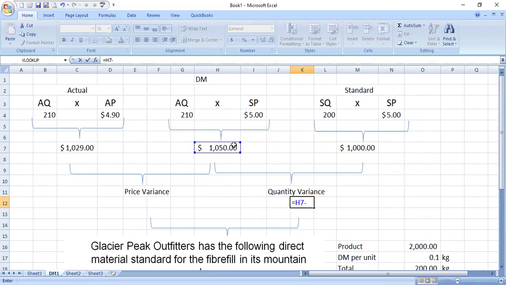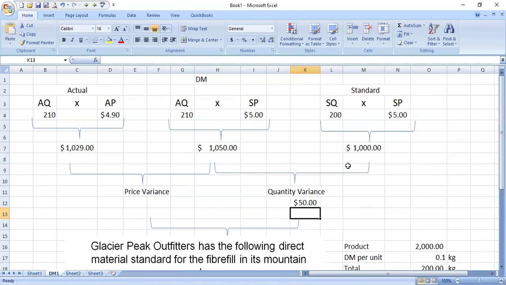$50. 1,050 minus 1,000. So I'm supposed to spend $1,000. I'm spending $1,050. So my quantity variance is $50. Now the question is, is that favorable for me or unfavorable? If you're supposed to spend 1,000, but you're spending $50 more, is that favorable or unfavorable for you? Unfavorable. Now let's see the other thing.